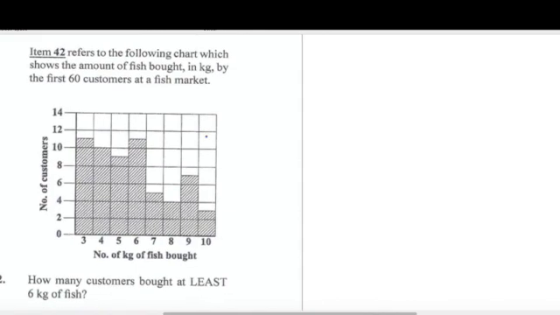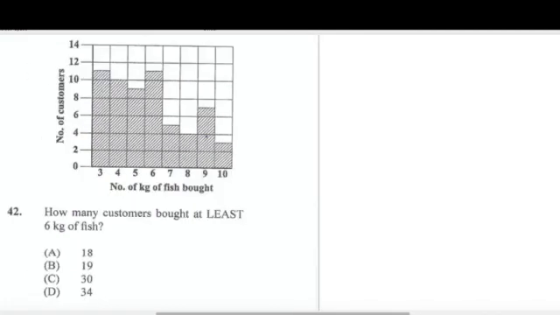So item 42 refers to the following chart, which shows the amount of fish bought in kilograms by the first 60 customers at a fish market. How many customers bought at least 6 kilograms of fish? Well, we can see 6 kilograms here. At least means 6 kilograms or more. Right, so they buy 6 kilograms and they buy more. At least means, if you have at least $2, that means you have $2, but you can have more, right?